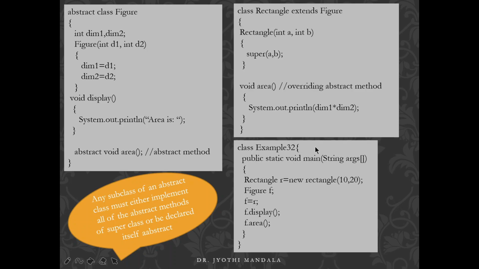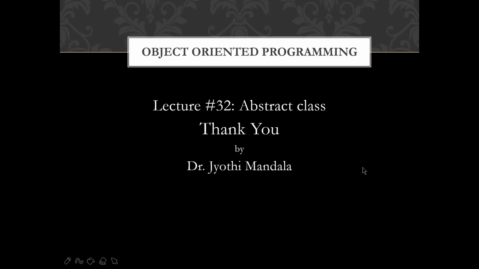What are all the points? I'll revise once again. An abstract class can have normal methods and abstract methods. An abstract class cannot have objects created from it. All the abstract methods of the abstract class need to be defined in its subclass, or else that subclass needs to be declared itself as an abstract class. You need to keep these things in your mind, right? So this is about your abstract class. I hope you all are clear with this concept of abstract class.